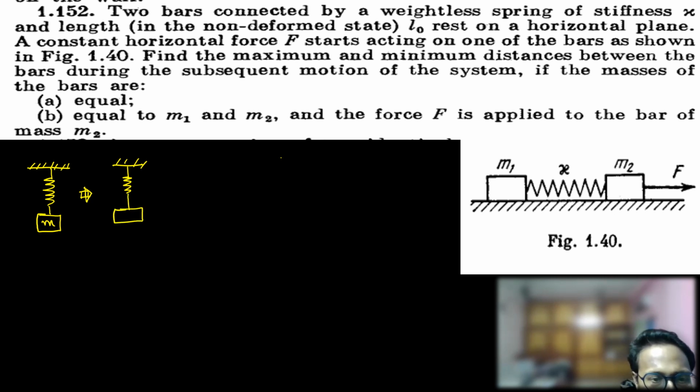I compress the distance by x. This much distance is x. This much distance is x. I pulled up the mass m by distance x. What will happen as soon as I leave it? The mass m will come down, but will it stop out here?